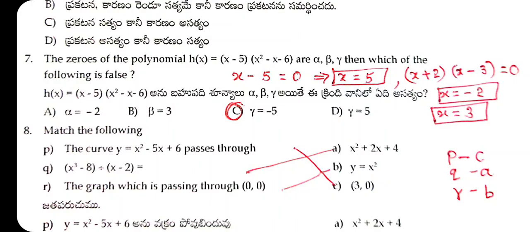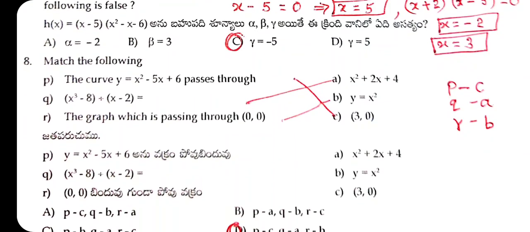That is equal to 0. So x plus 2 is equal to 0 means x is equal to minus 2. X minus 3 is equal to 0 means x is equal to 3. So here in the options, minus 2 is there, 3 is there, 5 is there, but minus 5 is not our root. So that is the answer, because they are asking which of the following is false. So minus 5 is false.